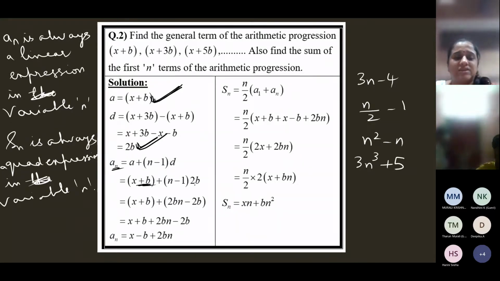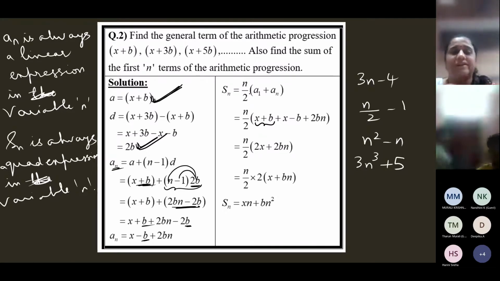So this is A and this is D. And then you know how to simplify. You should multiply this into this, this into this. You can see the answer here. Then open up the bracket and simplify the like terms. b minus 2b is minus b. And here, n by 2 of the first term plus the last term. First term is x plus b. The last term is here. For Sn, an is the last term. So Sn is equal to n by 2 of the first term a1 plus the last term an.